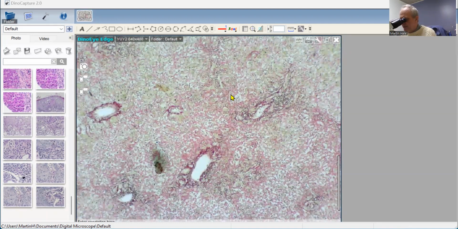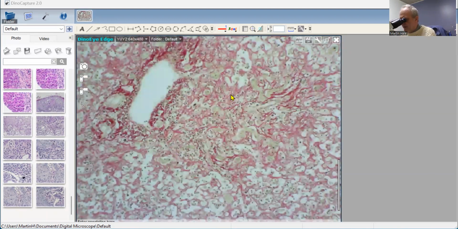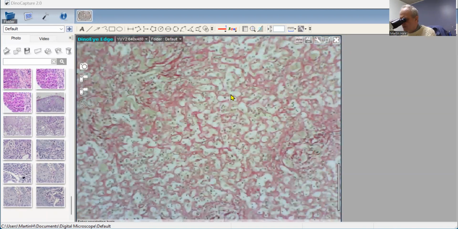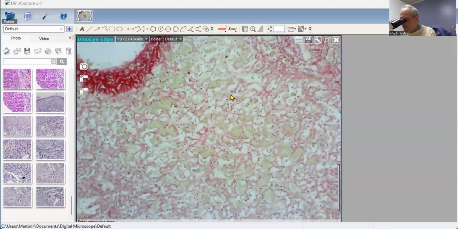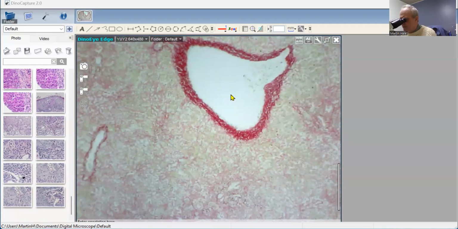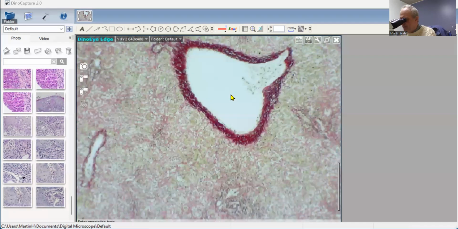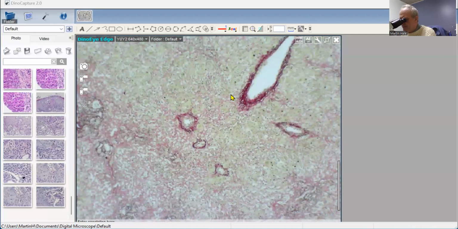And you can see the sinusoidal fibrosis. It's a moot point as to whether that fibrous tissue would resorb or not with recovery of the patient. And then the other thing that I also wanted to demonstrate to you was the zonal survivability, if you like, of the hepatocytes.